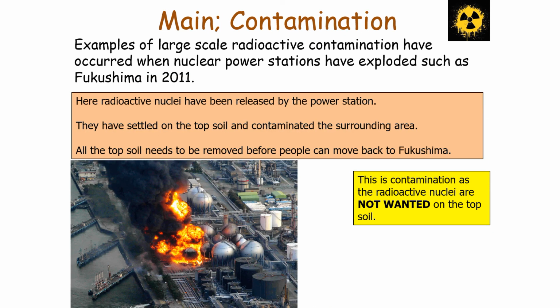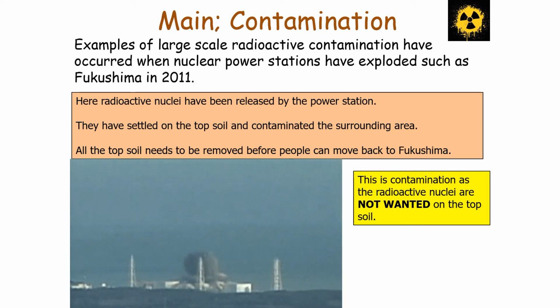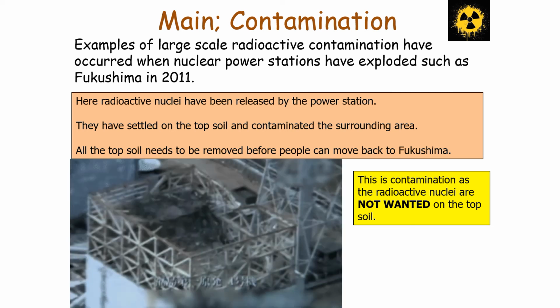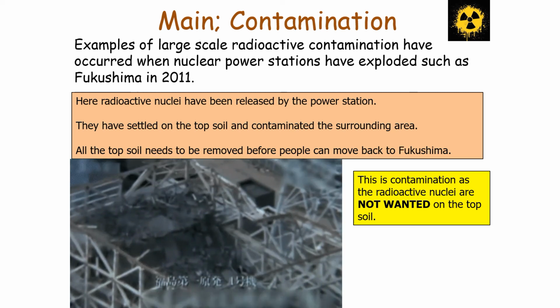Now, examples of large-scale radioactive contamination have occurred when nuclear power stations have exploded, such as the Fukushima disaster in 2011. Here, radioactive nuclei have been released by the power station and they've settled on the topsoil and contaminated the surrounding area. So all the topsoil needs to be removed before people can move back to Fukushima. So we know that this is contamination as the radioactive nuclei are not wanted on the topsoil.